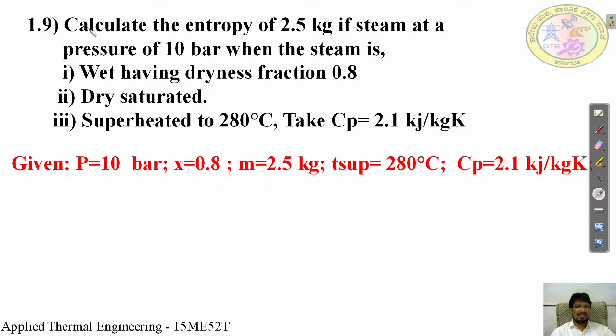Here, first you calculate the entropy of wet steam by applying the formula, then whatever value you get from that, you multiply with 2.5, because the mass is 2.5 kg. Similarly, for the entropy of dry saturated steam, first you calculate it, then multiply with 2.5. Whatever value you get from the dry saturated one, that value into 2.5.